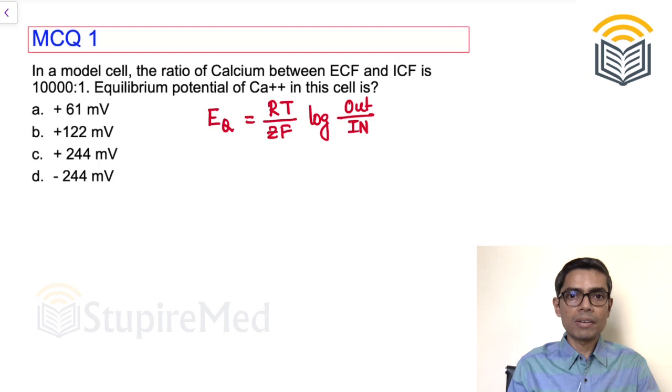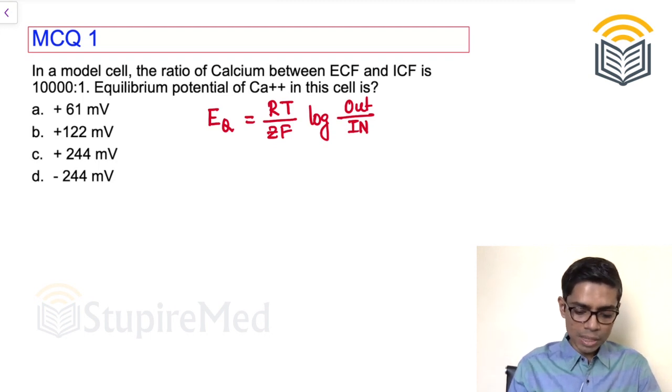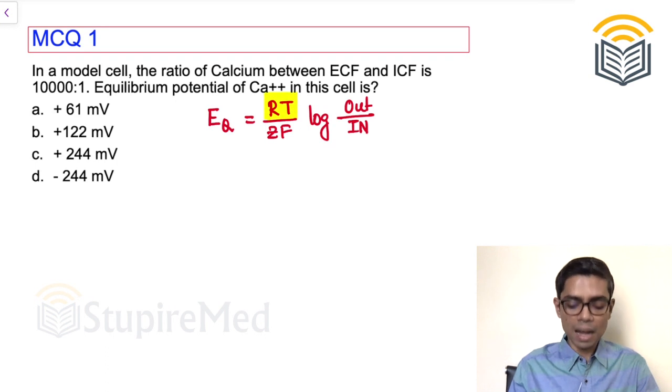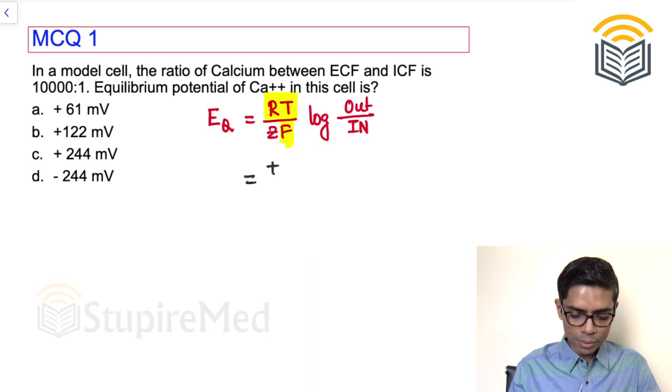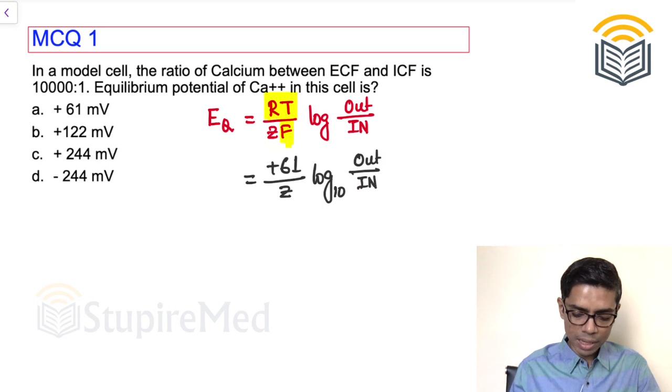Now this is the natural logarithm. If I convert this into log base 10 and put in the normal values of the constants R, T and F, what will happen? This equation will be modified to plus 61 millivolt upon Z log base 10 concentration of the ion outside upon concentration of the ion inside.